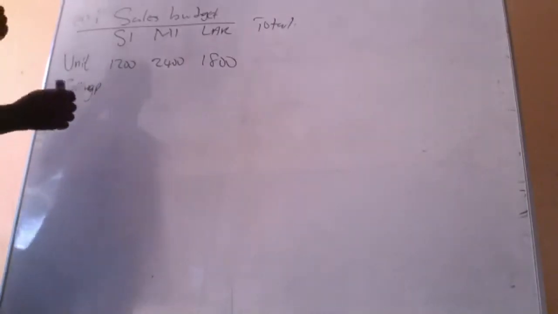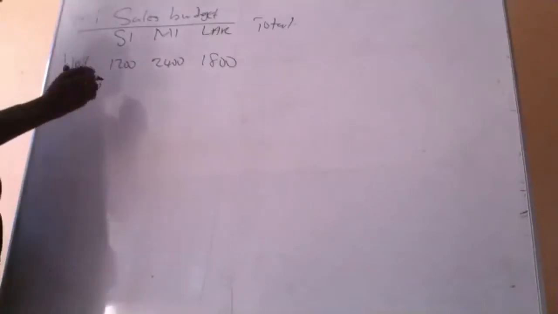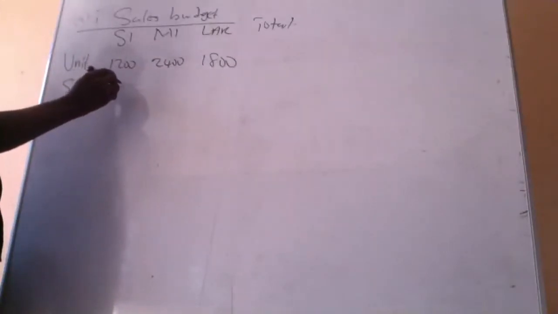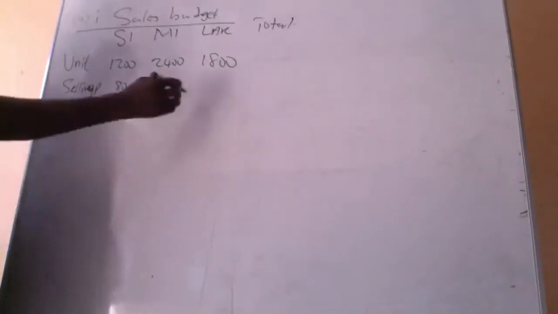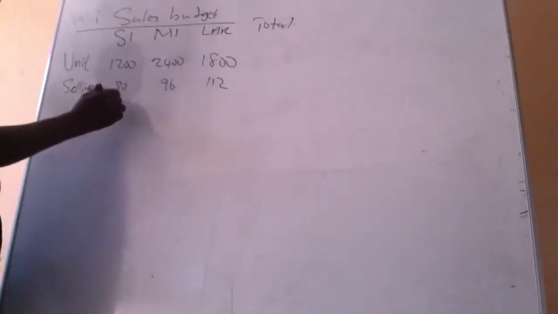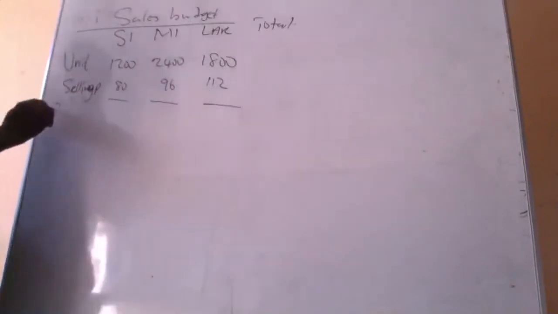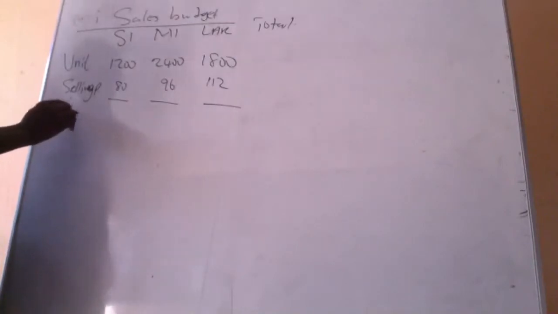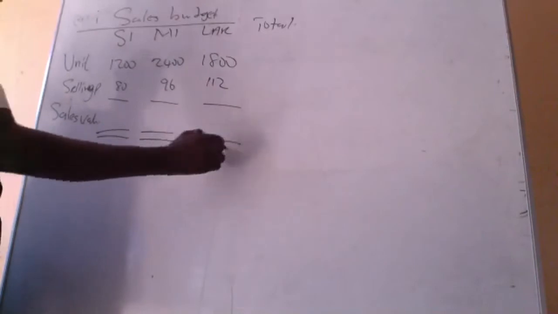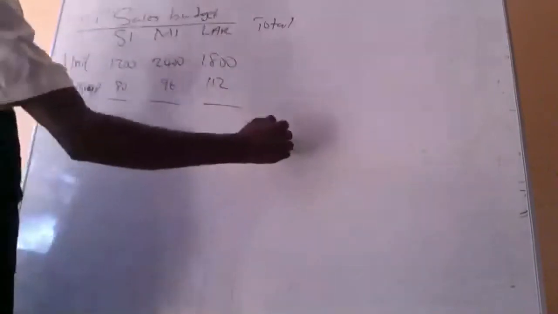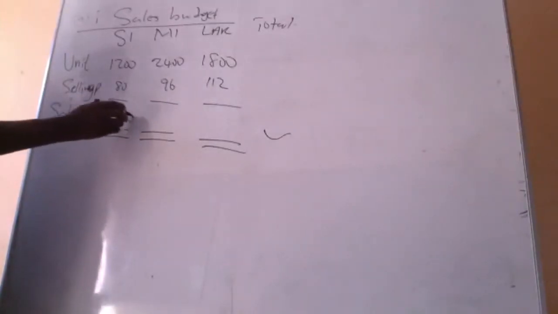Selling price for that of SIA. We have 80, 96, and 112. So here becomes sales value. And then probably you pick the overall total here, and that's all. So this is 96,000.